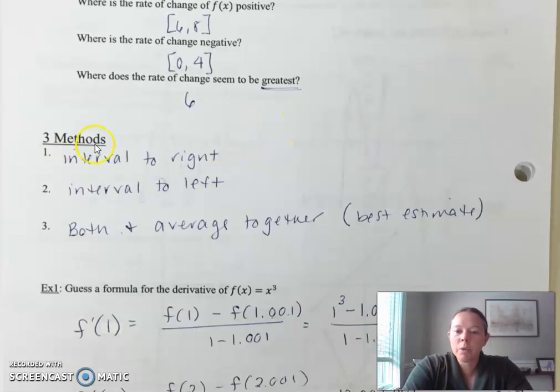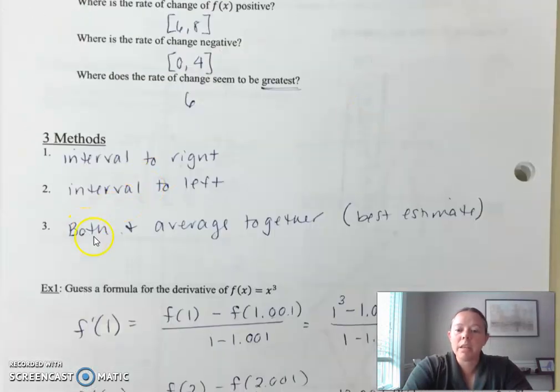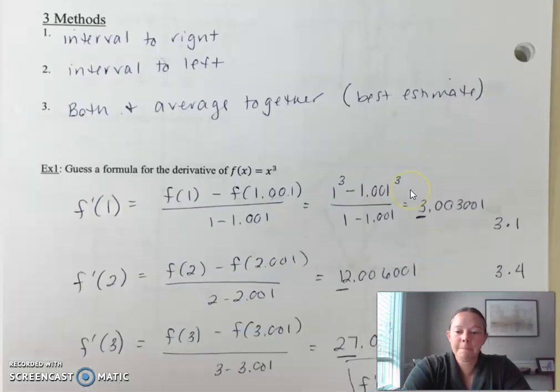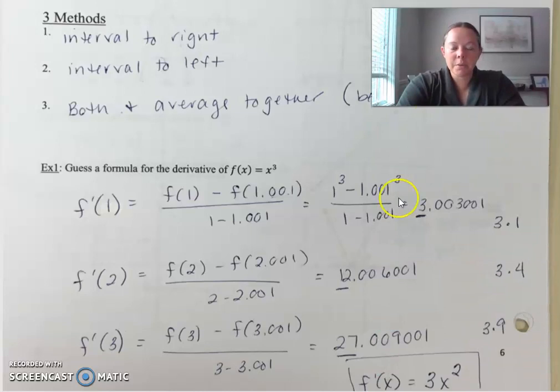Alrighty, so 3 methods: interval to the right, interval to the left, and that's what we had to do at the endpoints. And then when you're within the inside of the table, use both and average together. Use the best, what's called the best estimate. Okay. All right, so let me face up here.